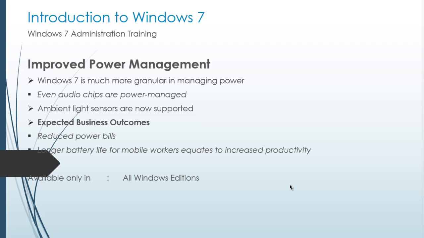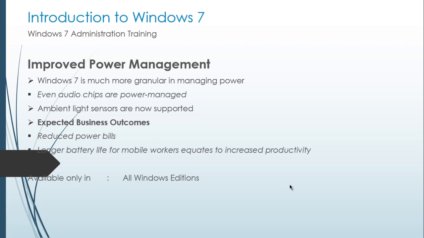Next is improved power management. Yes, Windows 7 is much more granular in power management, and this provides a tip on how to manage your power bills. In Windows 7, even the audio chips are power managed. This means that if some devices are not in use, they will be put into low power consumption. Ambient light sensors are now supported. This means that when you move from a dark room to a bright room, your screen adjusts accordingly to the environment. That's something given by ambient light sensors.